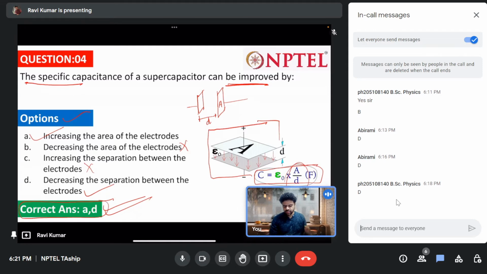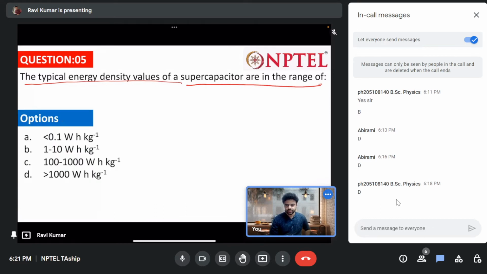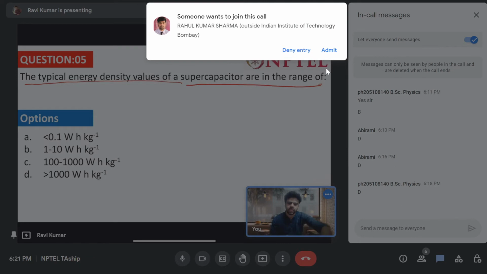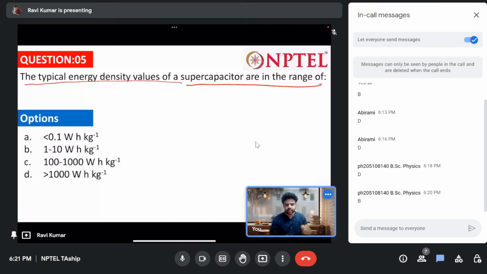Let's move to the next question, which says the typical energy density values of a supercapacitor are in the range of. These are the options. Is it less than 0.1 watt hour per kg, 1 to 10 watt hour per kg, 100 to 1000 watt hour per kg, or more than 1000 watt hour per kg? A, B, C or D? Here only one option is correct, but you just need to tell me which one. Someone is saying B.